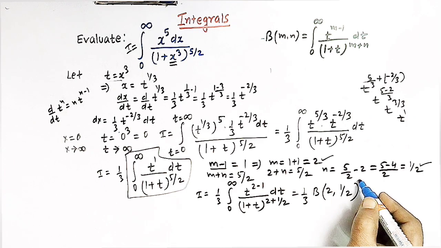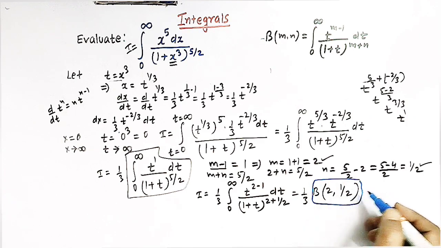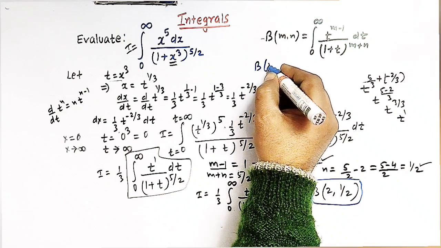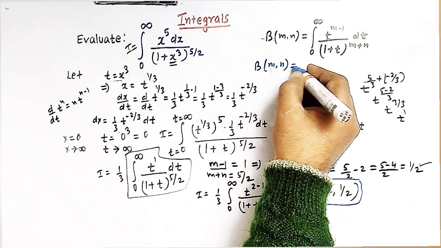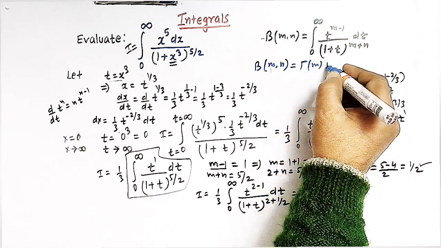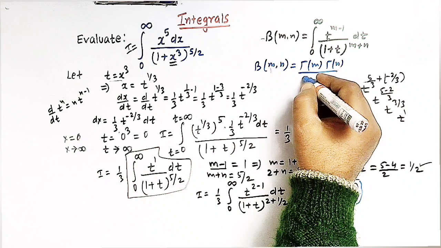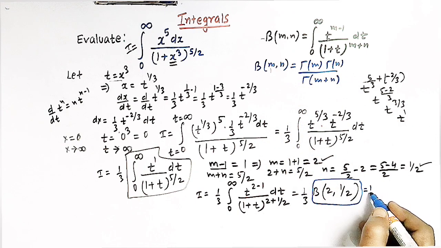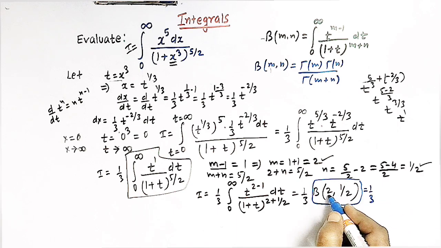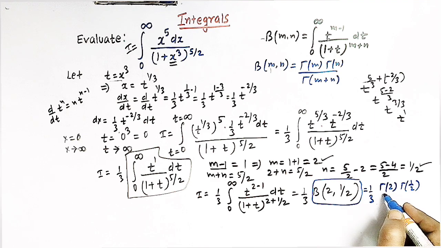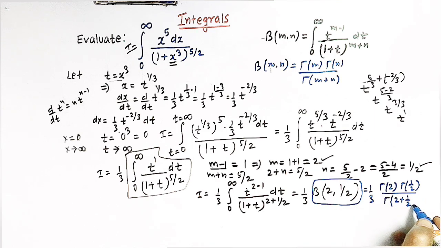So let us now calculate the value of this beta function with the help of this important relation between beta function and gamma function. So beta function is equal to gamma m times gamma n divided by gamma m plus n. So here we have 1 over 3, and then we can now write gamma 2. Then we have gamma half, and in the denominator we can write gamma 2 plus half.